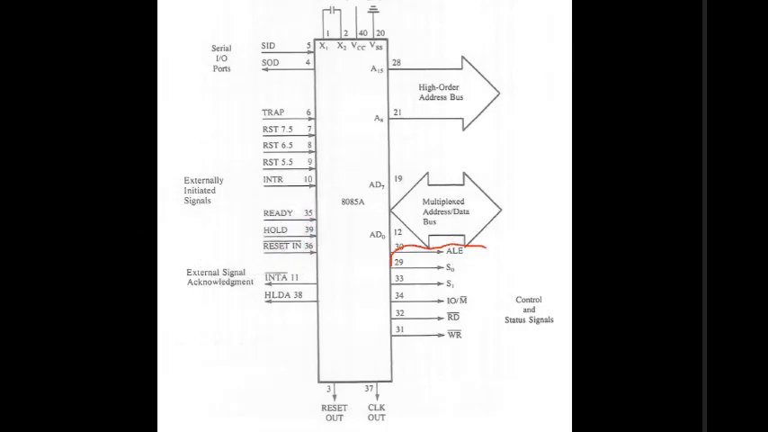Here we have the control and status signals. ALE, which is called address latch enable. Then S0, S1, and IO/M bar. This has a dual function: when it is 1, it is an input output operation, and when it is 0, it is a memory related operation. Then we have the read signal and the write signal. These are the status and control signals of 8085.